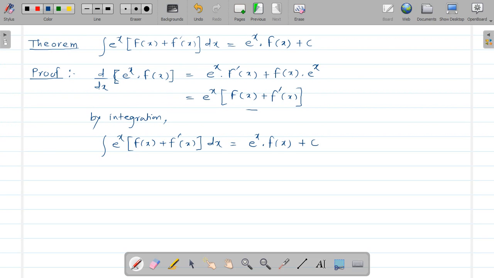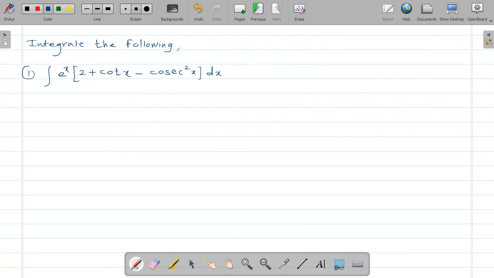Now by using this rule also, we have to evaluate some integrations. Okay, so let us see now. Integrate the following. Number 1, integration of e raised to x into bracket 2 plus cot x minus cosec square x. Now if you observe this carefully, this is cot x and minus cosec square x is its derivative.